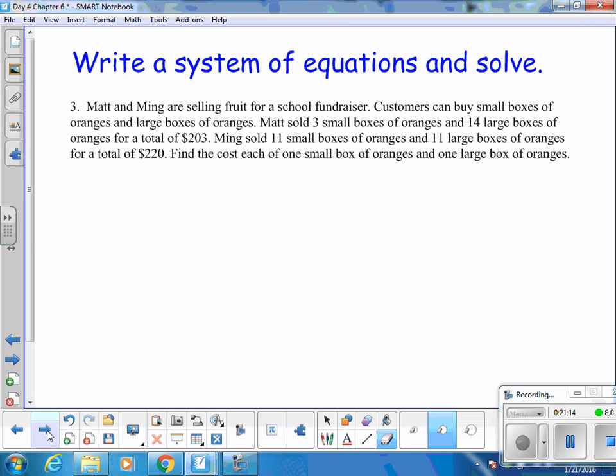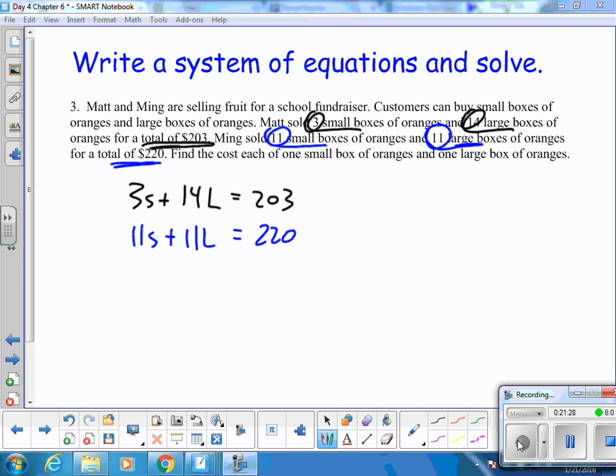Let's try this one out. Why don't you go ahead and press pause, build your equation, and come on back, and let's see if we built the same equation, and then we'll go ahead and solve that. So pause. All right, here's our equations. Got the small boxes, large boxes, the total of the prices. We're trying to find the prices.